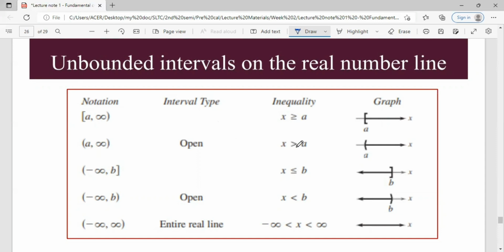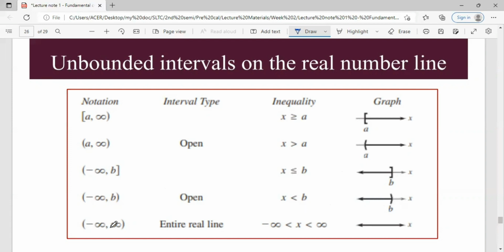So x > a: starting here, that one goes to infinity. And here negative infinity to b, so we can write x ≤ b, and graphically we can write it this way. And this notation (−∞, b) is also an open interval, so x < b. We can do it graphically this way.